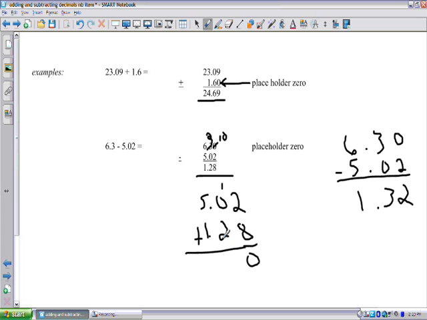Carry the 1 over. 1 plus 3 is 3. Bring my decimal down. 5 plus 6 plus 1 is 6. I get 6 and 30 hundredths, which we could make 6 and 3/10.